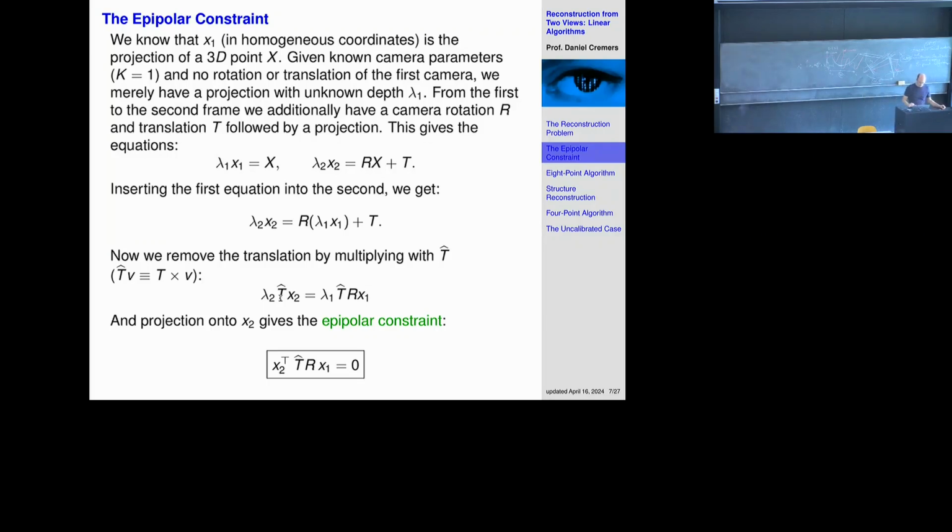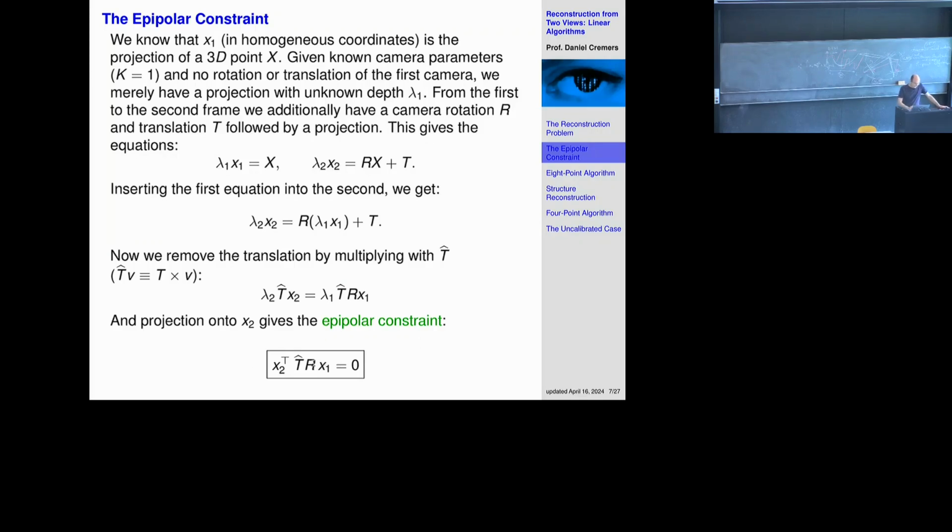And so the left-hand side here will get 0, and the right-hand side is lambda 1 x2 transpose t hat r x1. And then, since lambda 1 is not 0, I can divide by lambda 1. The right-hand side is 0 after all, and I get this equation here.